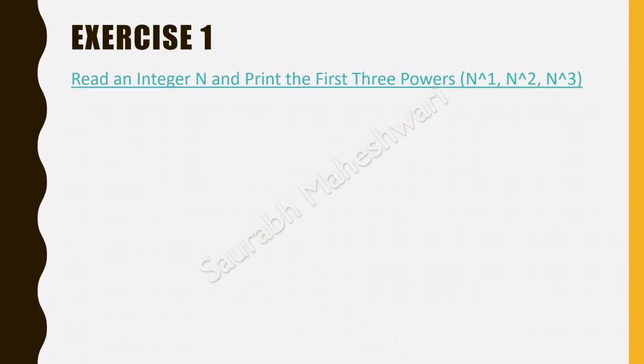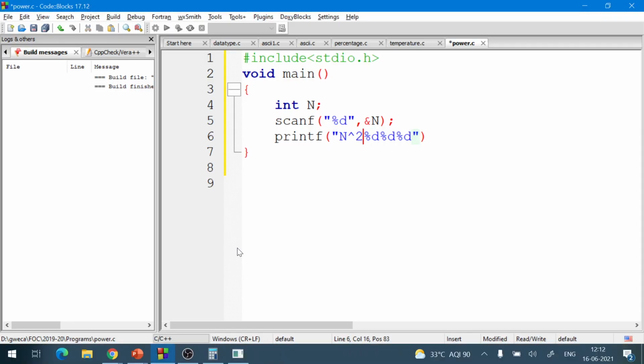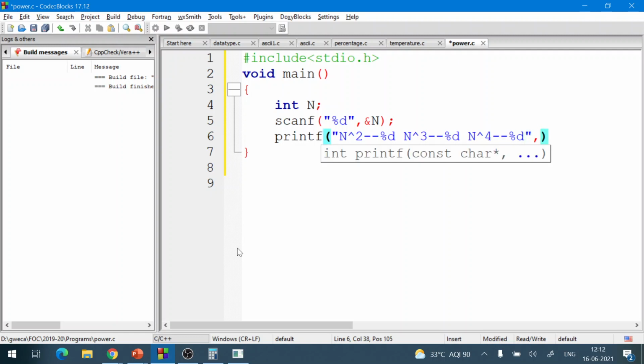n2. Okay, we will take n square and so on, so n2, n3, sorry, n3 and n4. Okay, let us print these powers. Now what will come here? Okay, so this n power is done with the help of the POW function. And we will see how this POW function works.